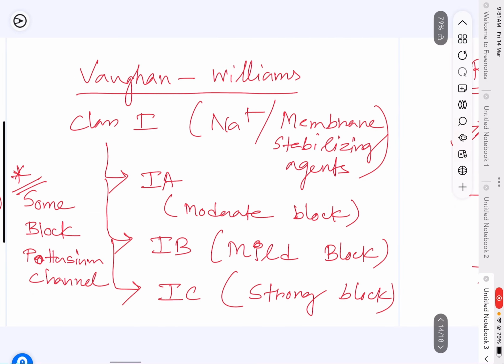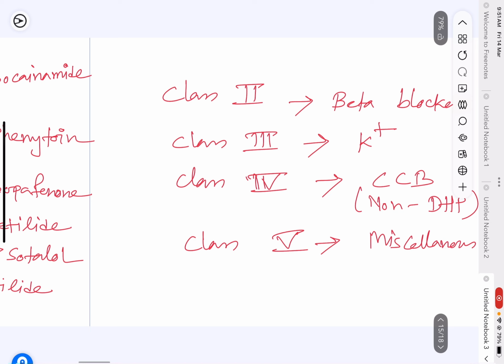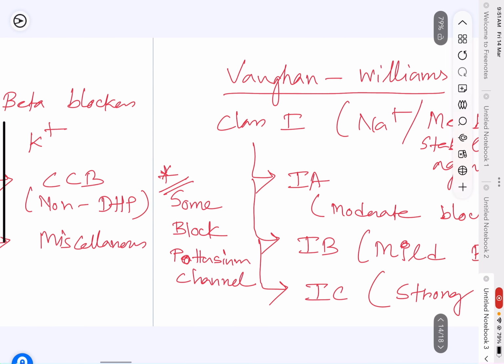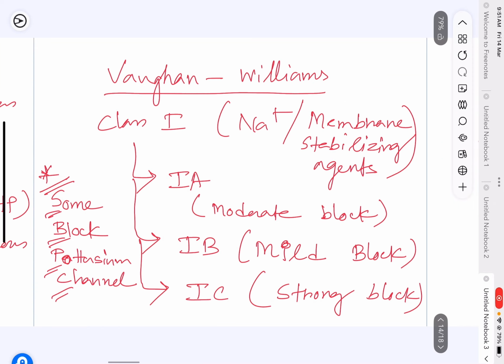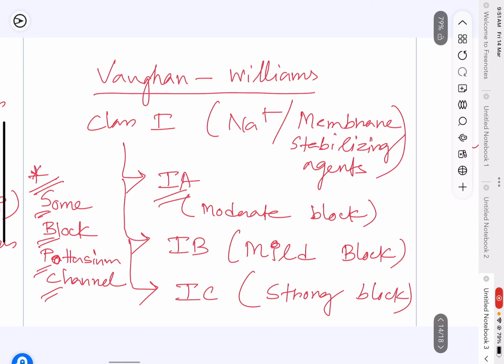Just a quick recapitulation of the Vaughan Williams classification of the antiarrhythmic drugs. We have class 1, class 2, 3 and 4. Class 1, 2, 3, 4, some block potassium channel, that is a mnemonic. Sodium, beta blocker, potassium channel blocker and calcium channel blocker. So class 1, we have class 1A, 1B and 1C. Class 1A is moderate block of the sodium channel. Class 1B is mild block. Class 1C is strong block. Remember this, it is not mild, moderate, severe. It is moderate, mild and then severe. So class 1A, class 1B, class 1C.